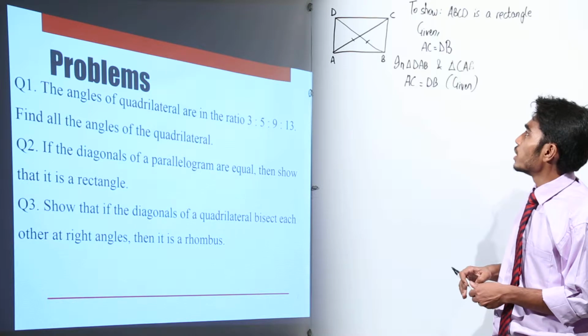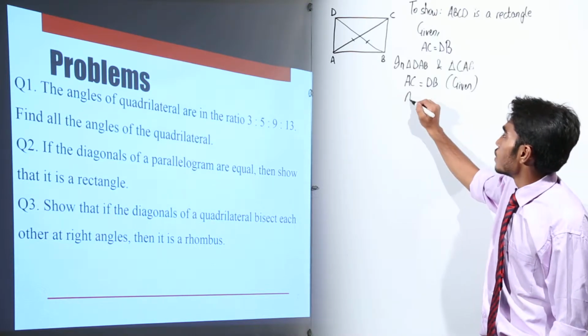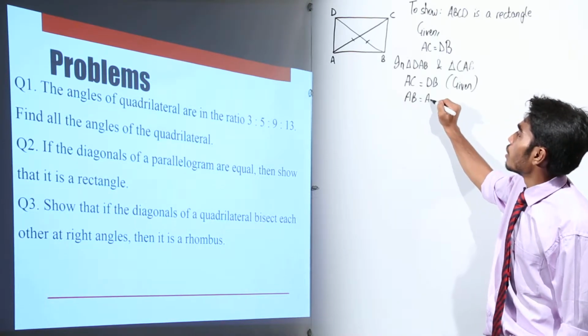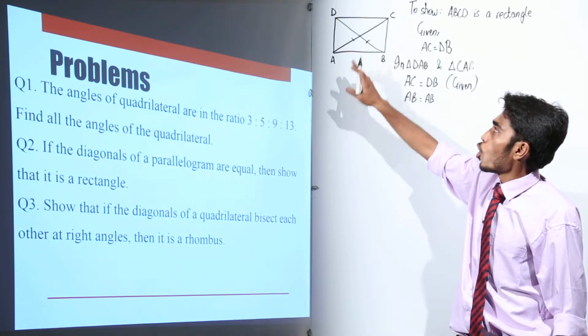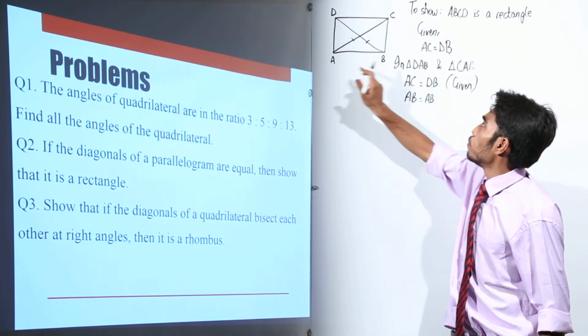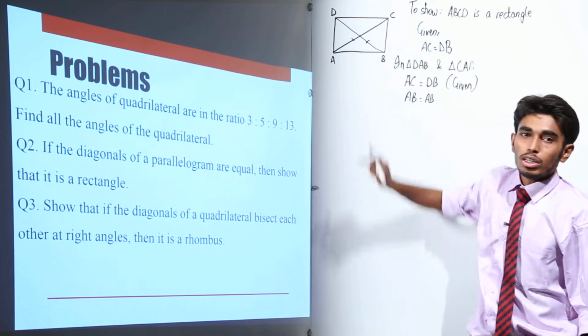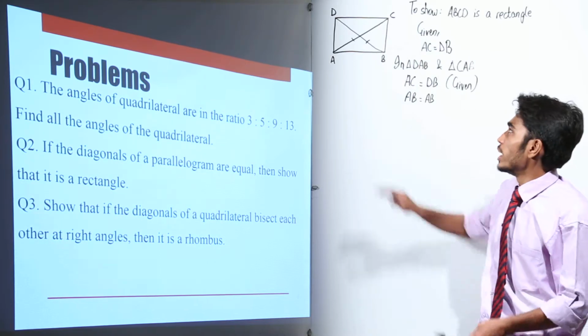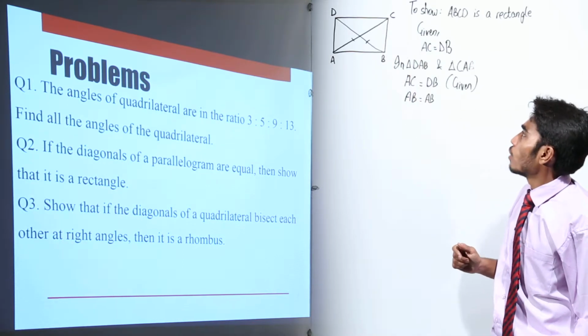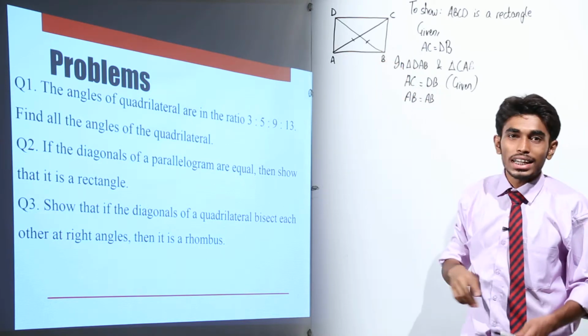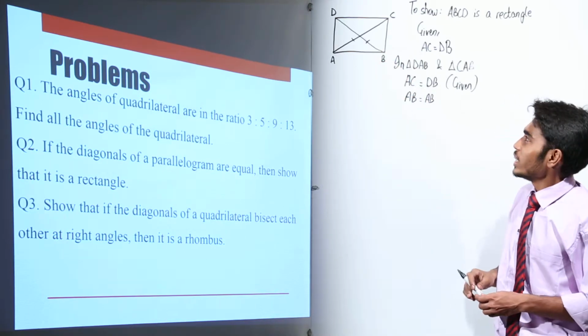The next condition is that AB is equal to AB, right? AB is the common side of triangle DAB and CAB. So it is the common side and hence it is equal for both the triangles. So I have two sides that are equal to each other.